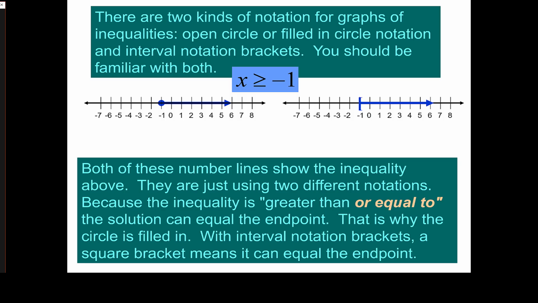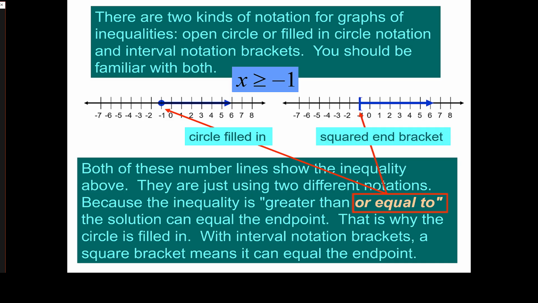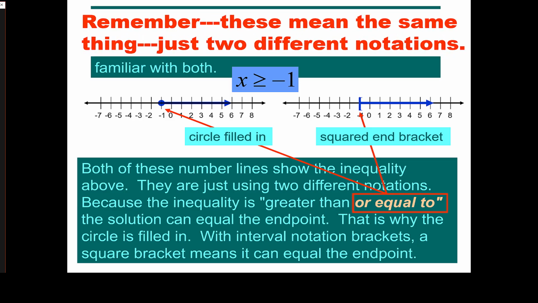With interval notation, a square bracket means it can equal the endpoint. A filled in circle and a square bracket mean the point is included as part of the solution set. Remember, these mean the same thing, just two different notations.